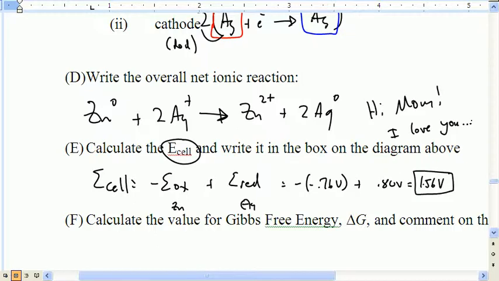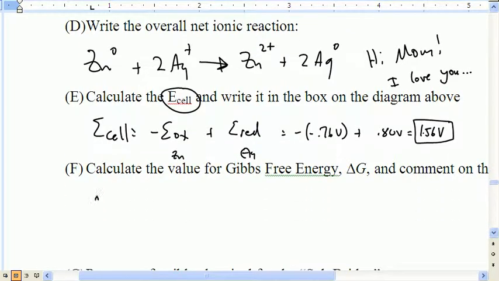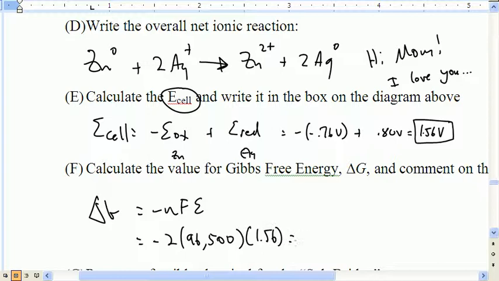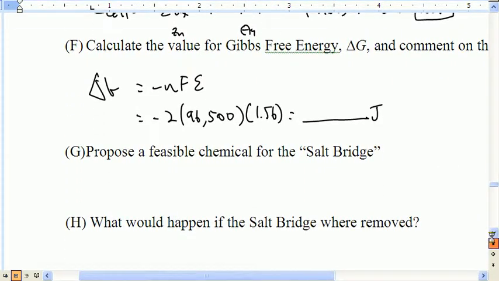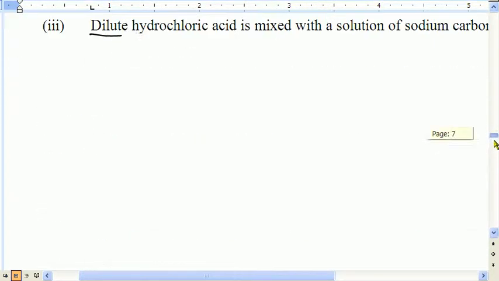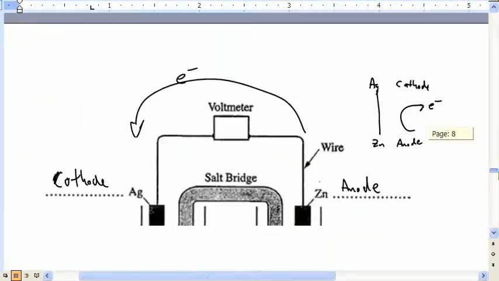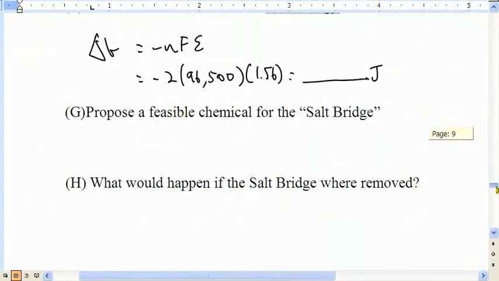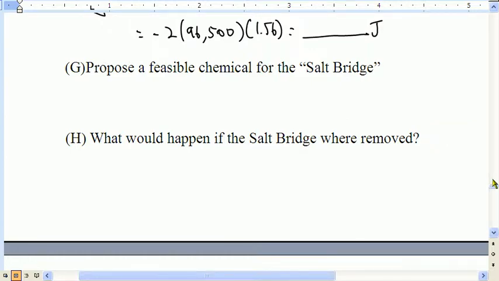Okay, so we're going to calculate delta G for this reaction. Delta G equals negative nFE. We know that n is 2, because that was the moles of electrons transferred. We know that Faraday's constant is that, and we know that E is 1.56, and it's going to be something joules. Okay, and you can divide by 1,000 to convert that to kilojoules. Oh, I did my thing again that I do that annoys me. So I'm going to stop here and finish it off on the next one.